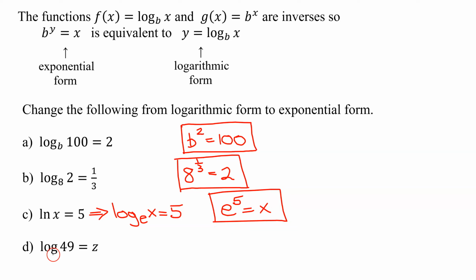And our last example, the common log of 49 equals z. Who's the base of the common log? It's a 10. So 10 is going to be the base of my exponent. So I'm going to have 10 raised to the z equals 49.